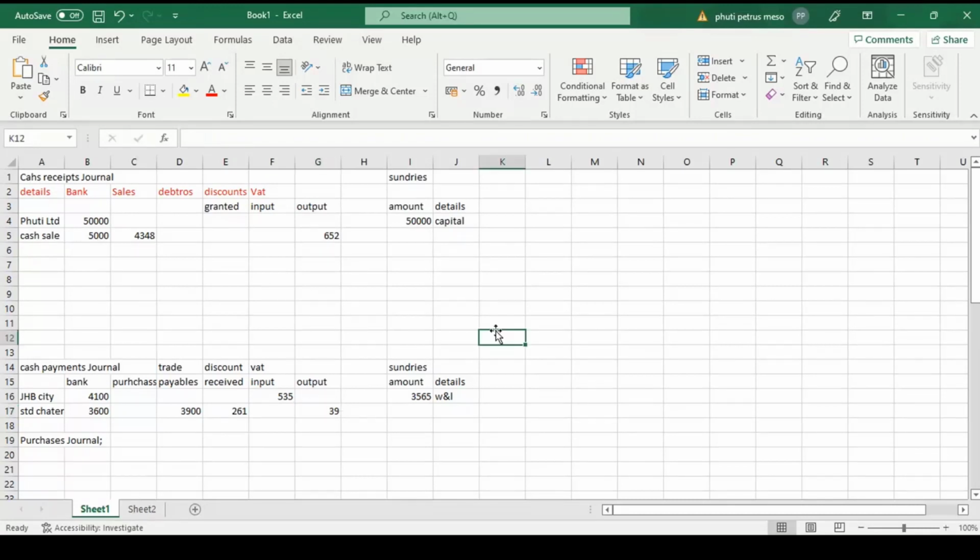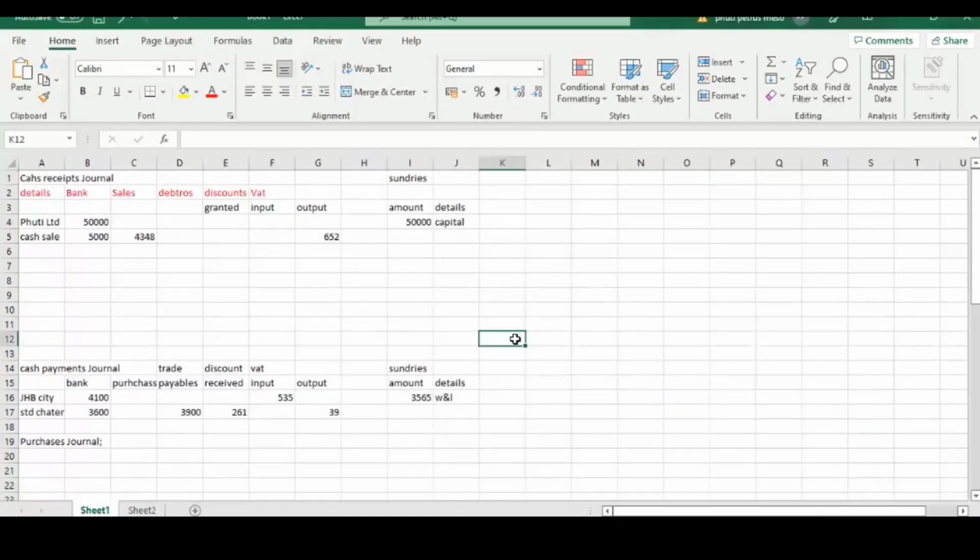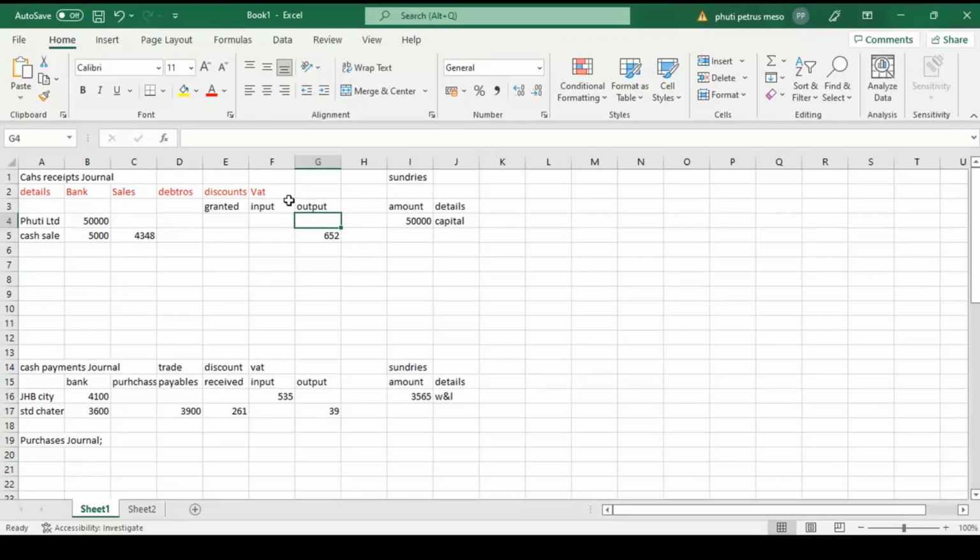So the same applies in here. If this person was actually not a VAT vendor, we were not going to have these columns at all. These 2 columns were not going to be here. They're here simply because I'm a VAT vendor. I'm registered for VAT. I need to show my VAT applications on my statements or the journals.